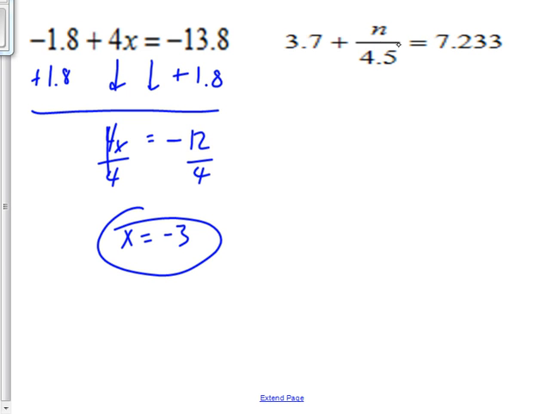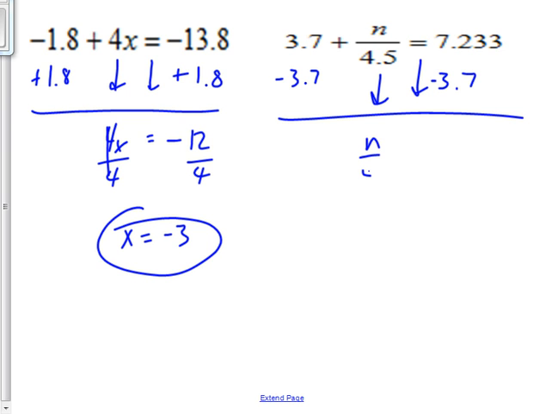Okay, again, here, this is division, so I need to get rid of the 3.7 first. So let's subtract 3.7 on both sides. All right, we'll bring this down and our equal sign. So n divided by 4.5 is equal to, now, this is a positive, this is a negative. My positive is bigger, so I'm just going to take 7.233 minus 3.7, and I'm going to end up with 3.533.